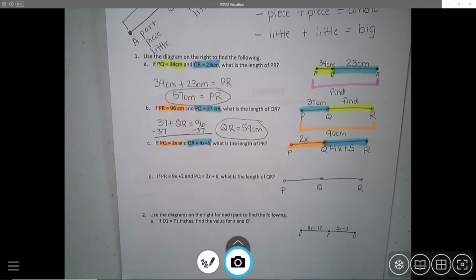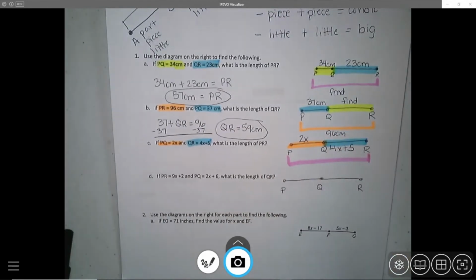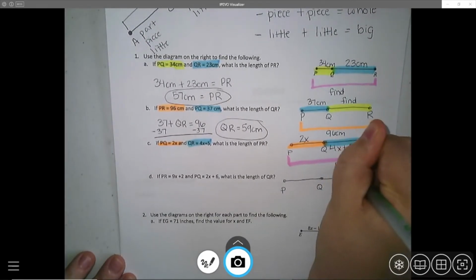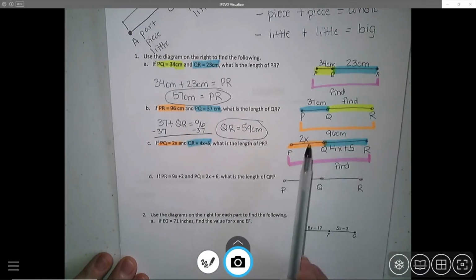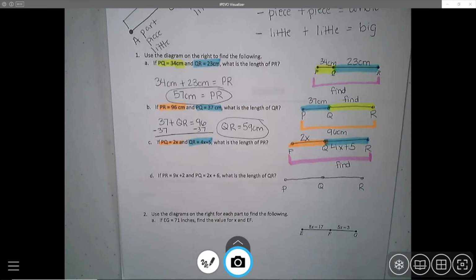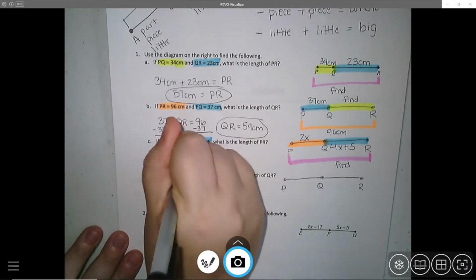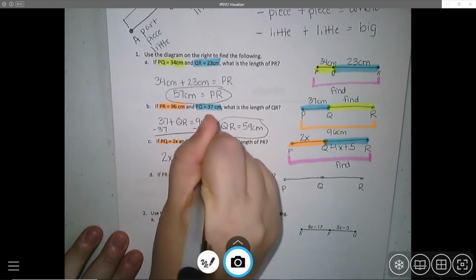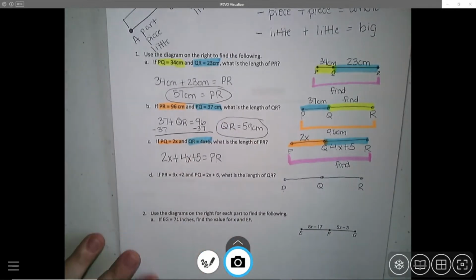Okay, so if I think about this, PR is the whole thing. It goes from side to side. This is what we want to find. Okay, if I look at the lengths of my colored lines, pink is my biggest. That represents my whole. The orange and the blue are the smallest. These are my little, my pieces, or my parts. So, part of 2x plus the other part of 4x plus 5 equals the whole thing, which is PR.